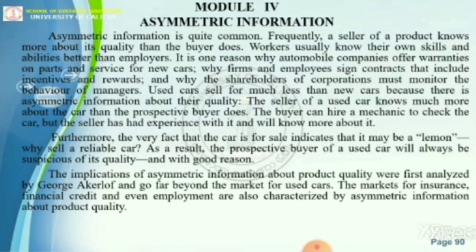Asymmetric information is quite common. Frequently, a seller of a product knows more about its quality than the buyer does. Workers usually know their own skills and abilities better than employers. It is one reason why automobile companies offer warranties on parts and service for new cars, why firms and employees sign contracts that include incentives and rewards, and why the shareholders of corporations must monitor the behavior of managers. Used cars sell for much less than new cars because there is asymmetric information about their quality.